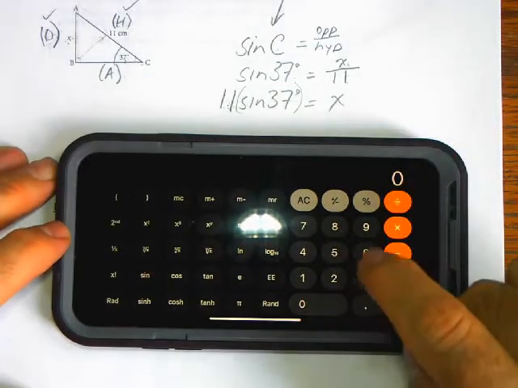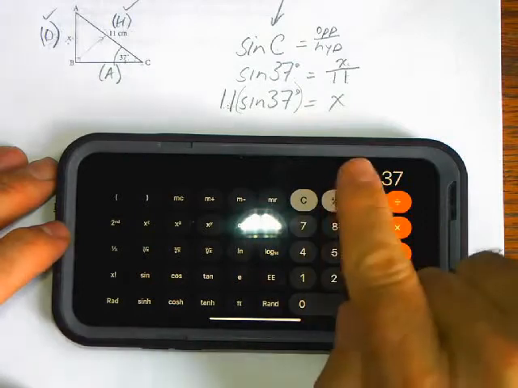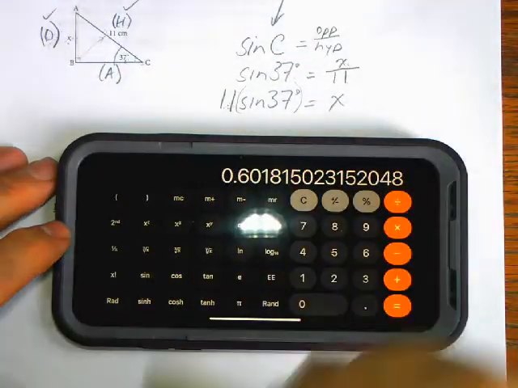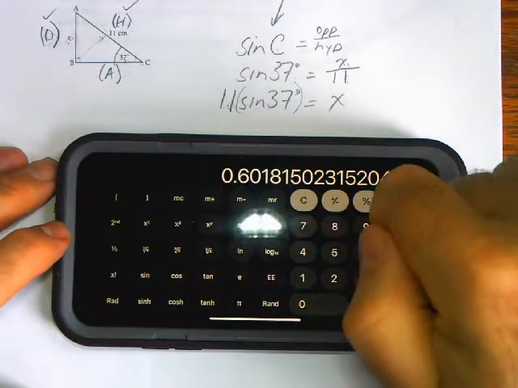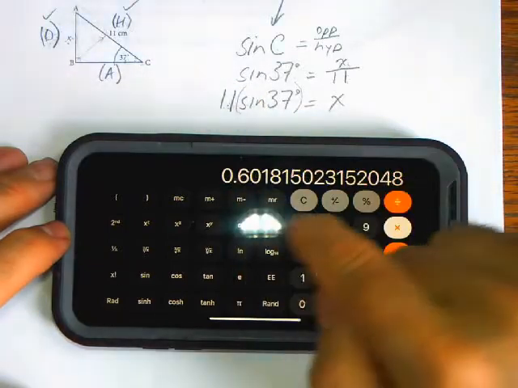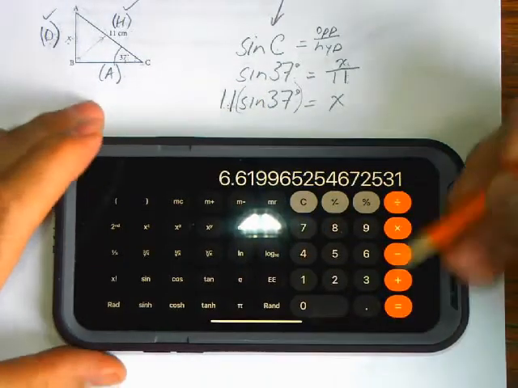The way I have to do it on the iPhone is I press 37 first, and then the sine button. Okay, and I get this decimal. That's actually the value of sine 37, and then I multiply, so times 11 equals, and I get 6.6199.